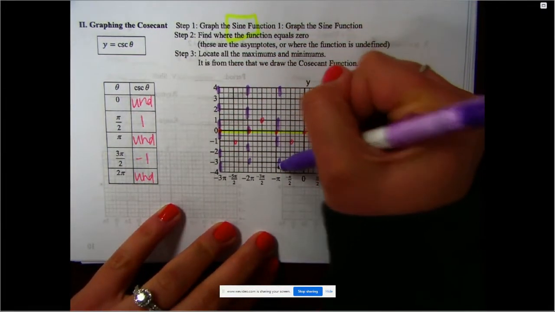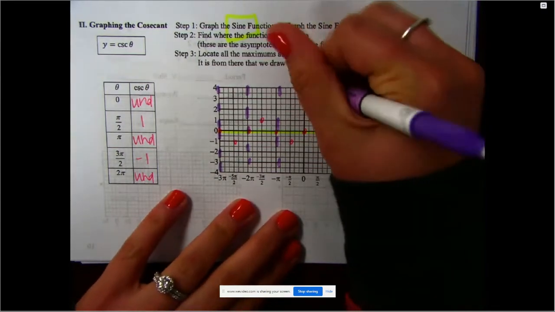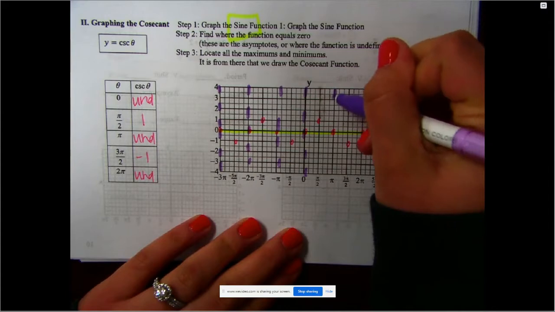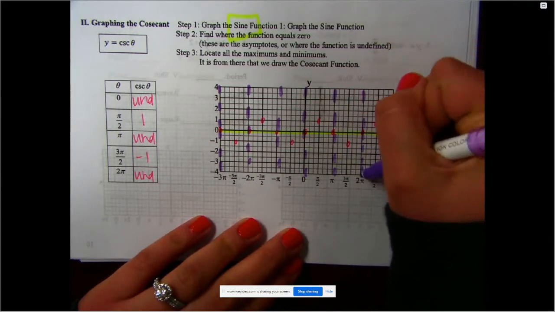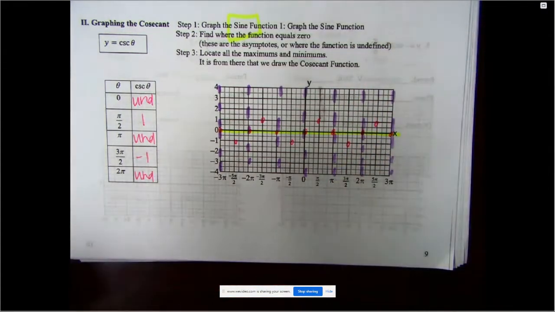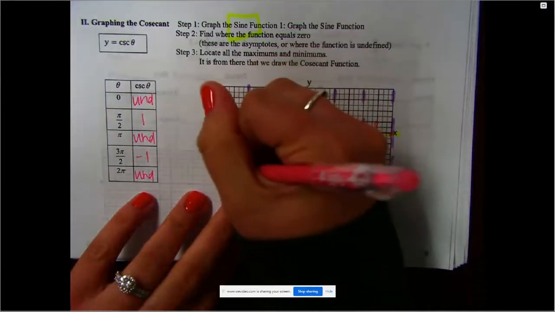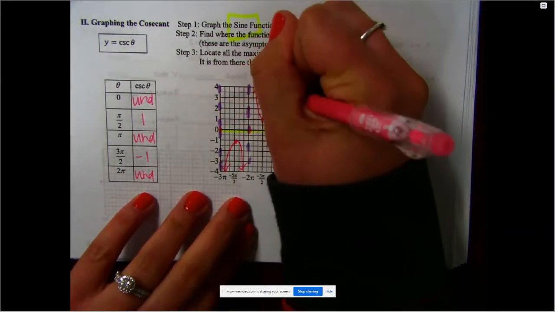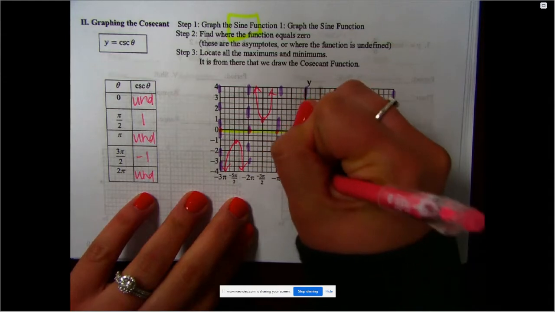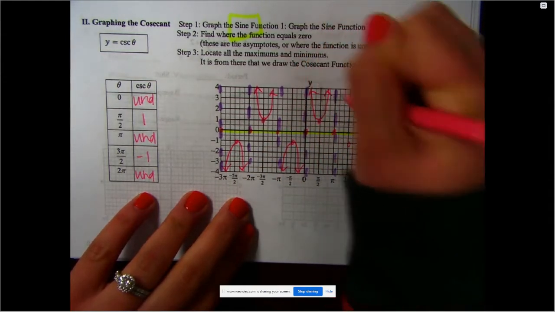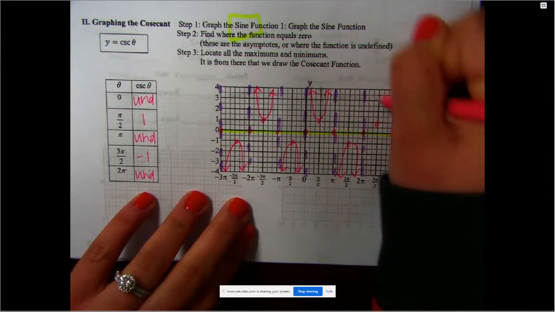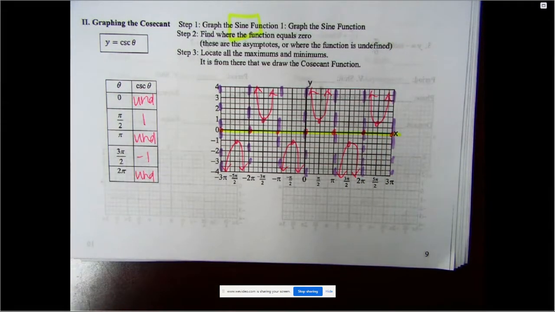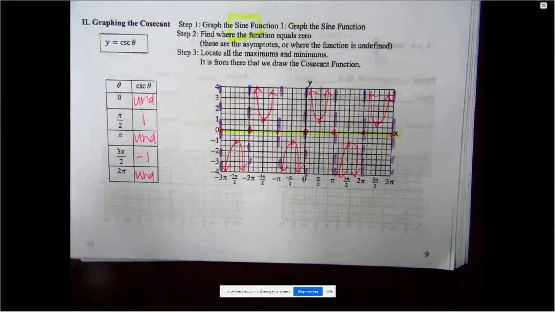Asymptote, asymptote, asymptote. Oh, no, not there. Asymptote, asymptote, asymptote, asymptote. And now draw the actual lines, those little parabolas. There's so many people that talk to me. Okay, yay! And there's cosecant.